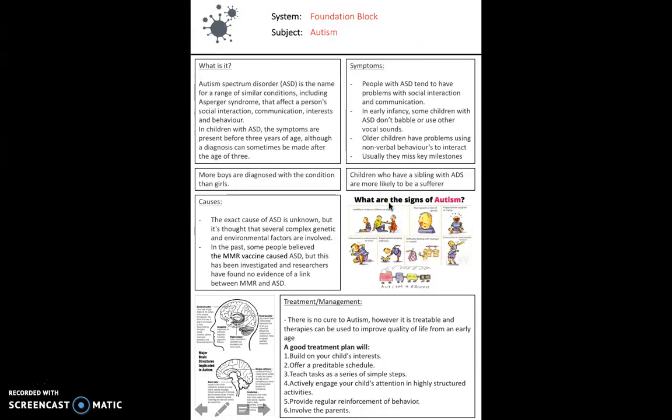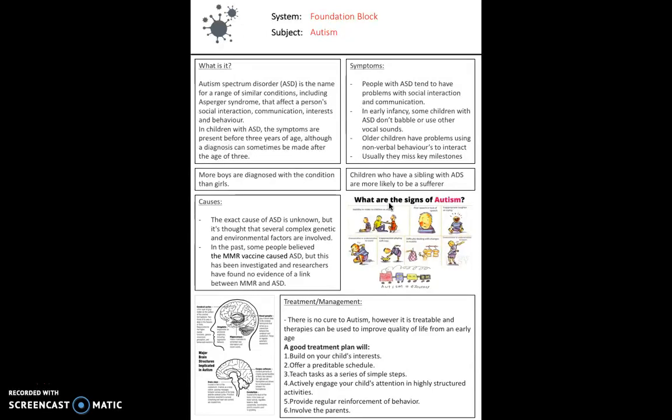And finally, we go on to look at autism. So autism spectrum disorder is a broad term that's given to a range of similar conditions, which includes Asperger's syndrome. And the main gist behind autism is that it affects an individual's social interaction, communication, interests, and behaviours. The particular focus here is social interaction, and that is really what it does affect.